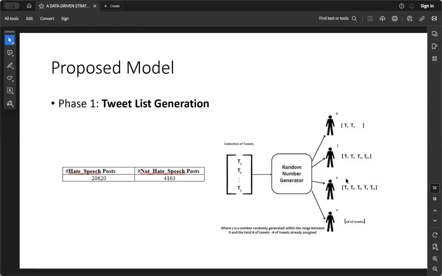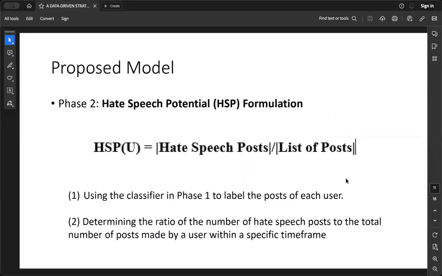Together, combining these two values from phase one was fed into phase two, which gave us the HSP values of each of the users. So this was where we determined the ratio of the number of hate speech posts to the total number of posts made by the user. So the output of this phase was that now in a network of, let's say, n users, every user has an initial rank, which is based on the individual posts that they have made in the network.